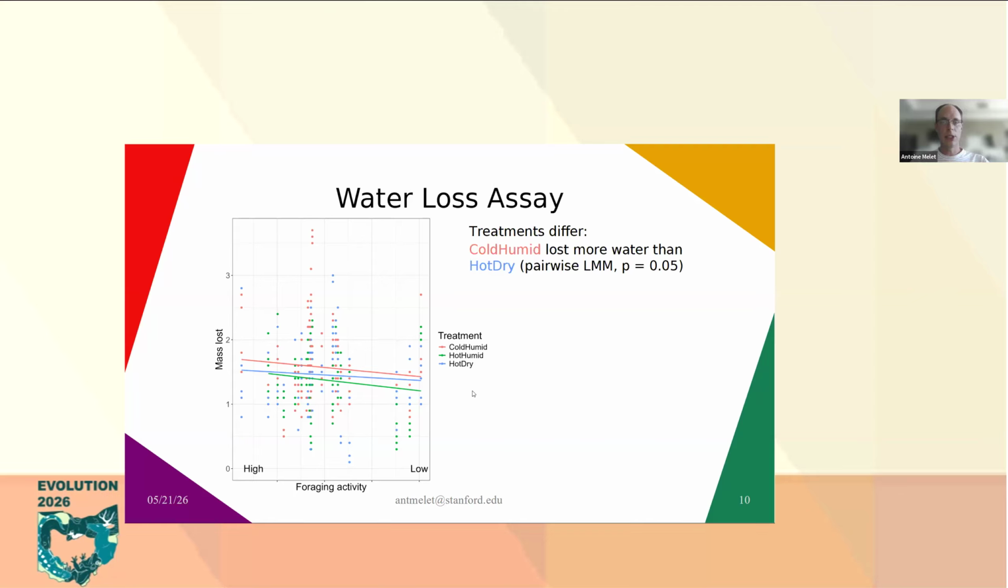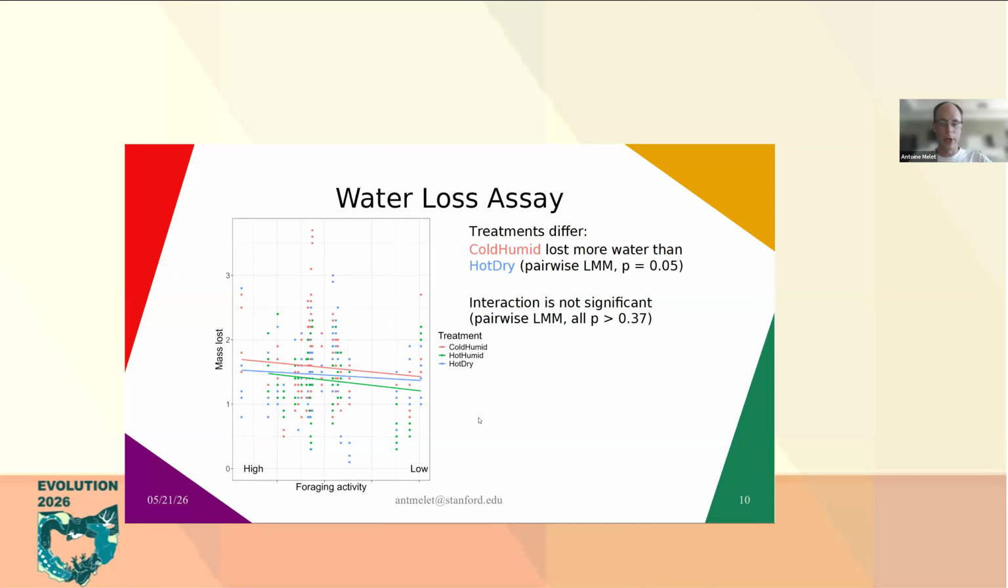What is different is the effect of the treatments. Specifically, ants acclimated to the cold and humid conditions lose more water than the ones acclimated to hot and dry conditions. So the ants previously exposed to hot and dry conditions were better prepared for this assay, and they lost less water. But you see that the slopes of the 3 regressions are almost identical, so the interaction between the acclimation treatment and the foraging activity is not significant.